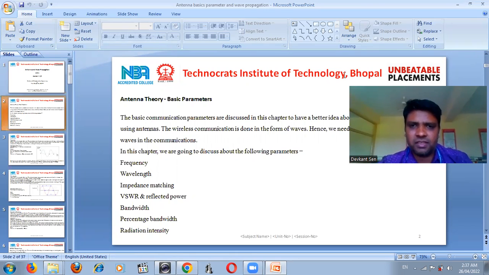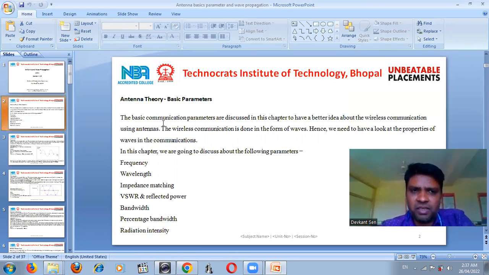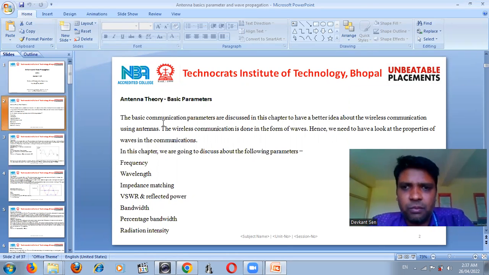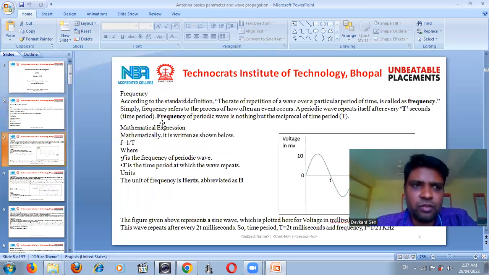The basic communication parameters are discussed in this chapter to have a better idea about the wireless communication using antenna. The wireless communication is done in the form of wave. Hence, we need to have a look at the properties of wave in communications. In this chapter, we are going to discuss the following parameters: frequency, wavelength, impedance matching, VSWR, reflected power, bandwidth, percentage bandwidth, radiation intensity. First of all, we introduce the frequency according to the standard definition.